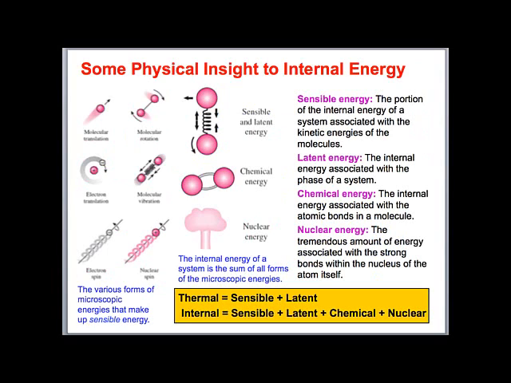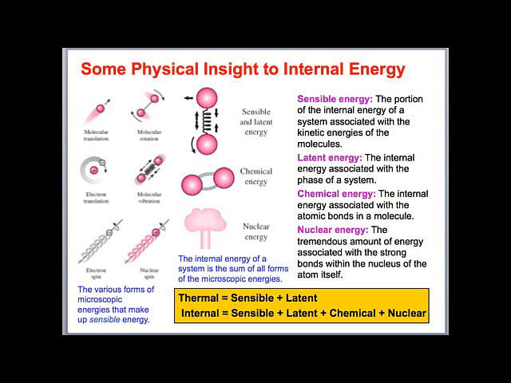Well, U is a sum of all of these different types of energies: sensible, latent, chemical, and nuclear. Now, sensible energy basically has to do with the kinetic energy of the molecule. And by kinetic, I'm talking about the movement of the particle, basically. That takes into account translation of the particle, rotation, and vibration.